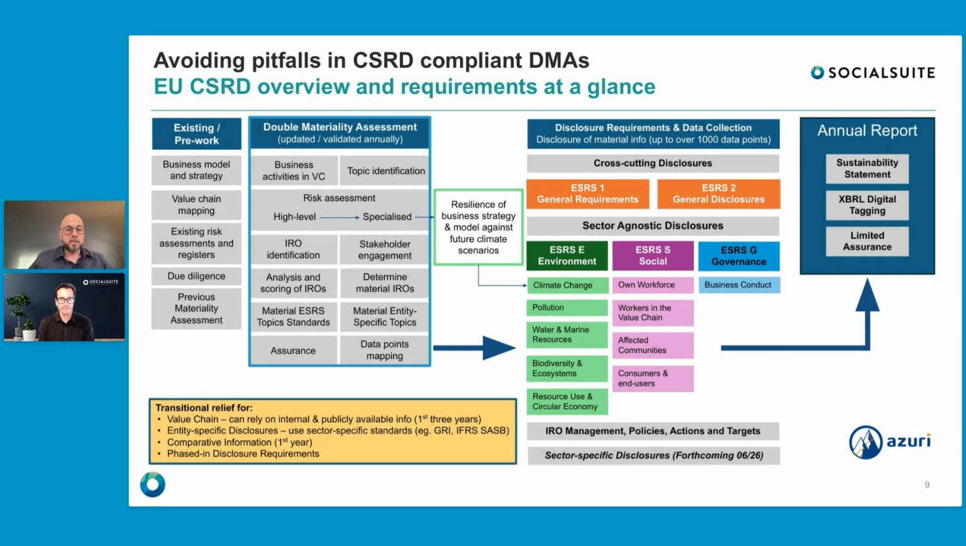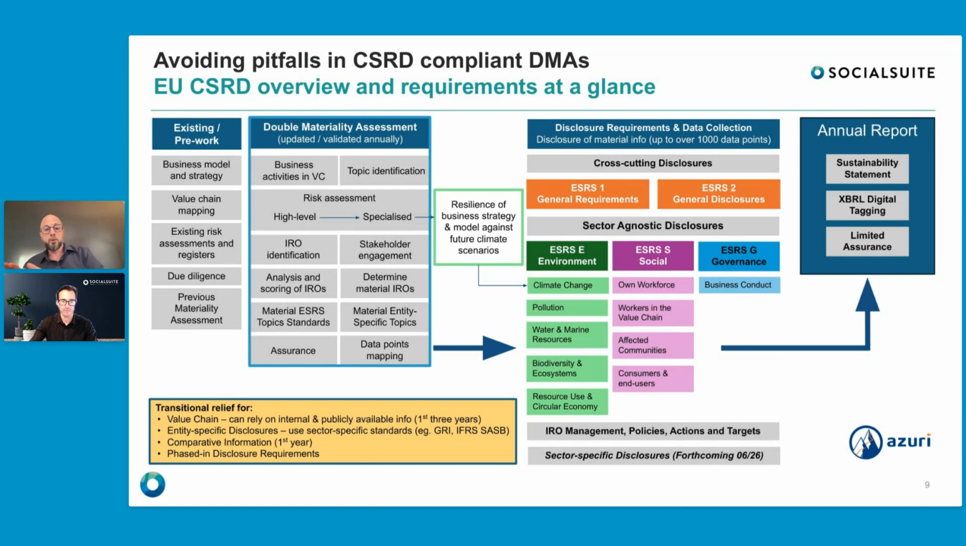And companies can look to existing sector standards, which are out there with the GRI, with IFRS, SASB. And also there's going to be an assurance element in there. So your double materiality assessment, both the process as well as the outcomes, needs to be assured. So we'll talk a little bit more about assurance.